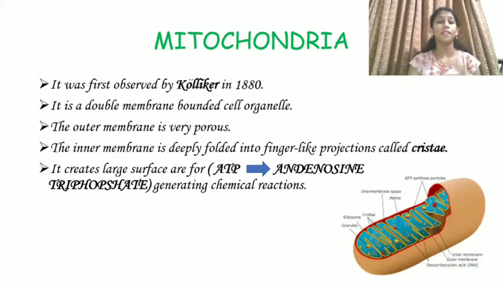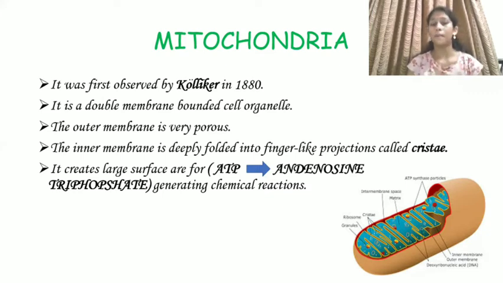One of my favorite cell organelles is the mitochondria. Mitochondria was first observed by Kolliker in 1880. It is a double membrane bounded cell organelle.